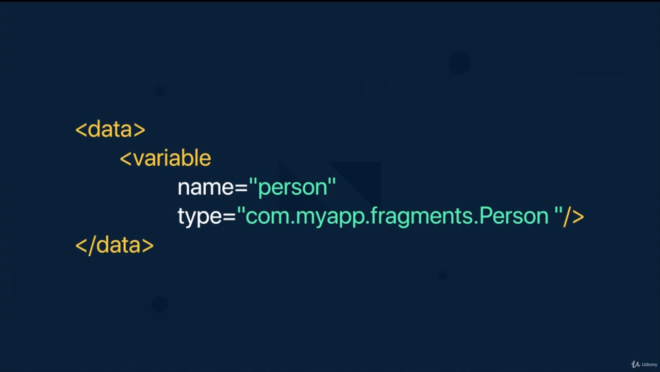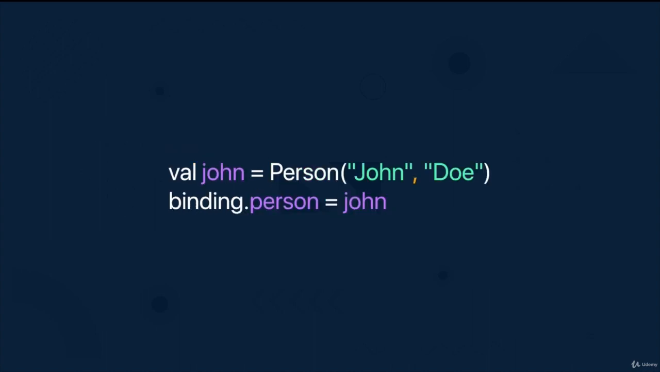Suppose we have a model class named Person, and our Person class has two fields, first and last name. Then as a type attribute on our variable element, we would type the full path of that class. For example, if the Person class is located in a package named fragments, then we would write something like this: com.myapp.fragments.Person. Then from our activity or fragment, we would want to bind this model class with our variable element from our layout file. And for that we would just use the already defined instance of a binding object to get the reference of that variable name and bind it with our model class.